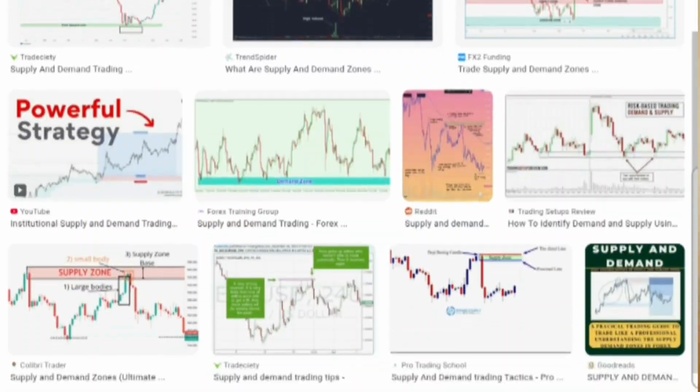The problem is some people think that support and resistance are demand and supply. Demand and supply are completely different from support and resistance. If you go to Google and type demand and supply, you'll see support and resistance instead. It is because some people don't have the right knowledge of what demand and supply is.